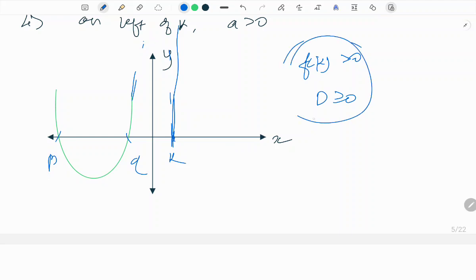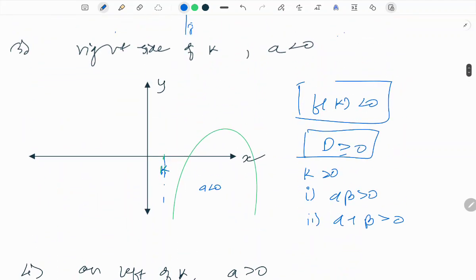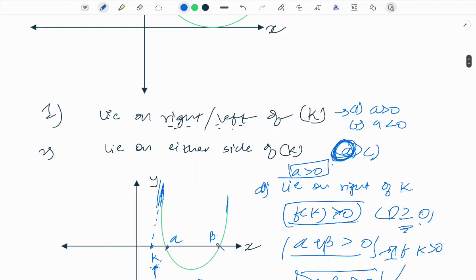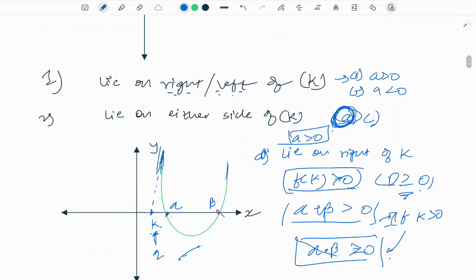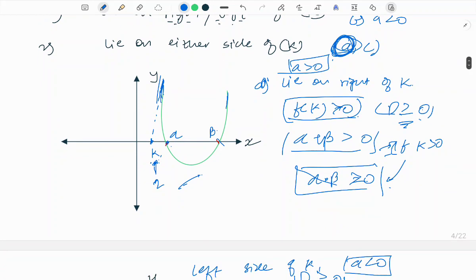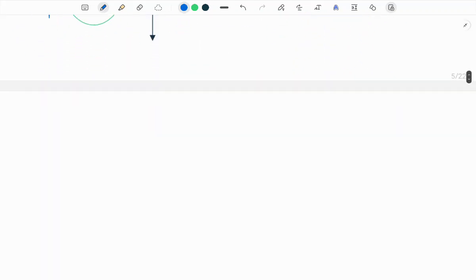And now I prefer not learning any of these conditions. I taught them so that you should have a rough idea about what is happening in a quadratic. But there is no need to learn these conditions, like if it is on the left of k. My basic theme is to draw the graph and then proceed further. Now let us come to the second main case, that is, roots lie on either side of k.